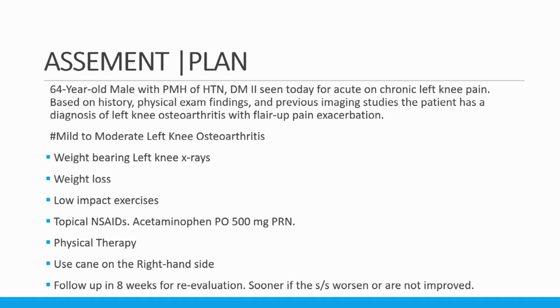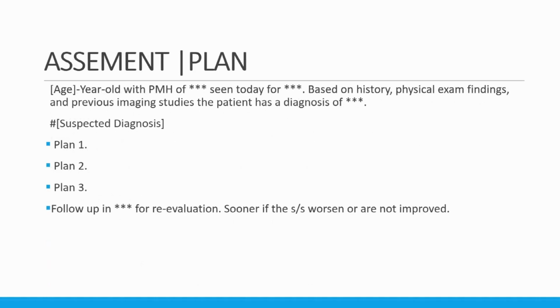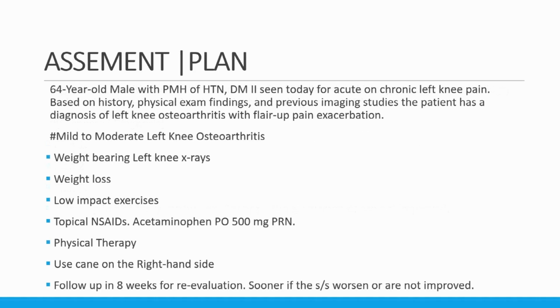So what is our plan? Well, we're going to start with conservative treatment. We're going to start with some weight-bearing left knee x-rays, because if you see, let's go back here, perhaps the x-rays here were not really weight-bearing, and we really want to know what the status is right now. Then we're going to have this patient lose a little bit of weight. We're going to work on some low-impact exercises. In this case, we decided to use acetaminophen PO 500 milligrams PRN, because of the patient's history of hypertension and diabetes type 2. We want to protect those kidneys.